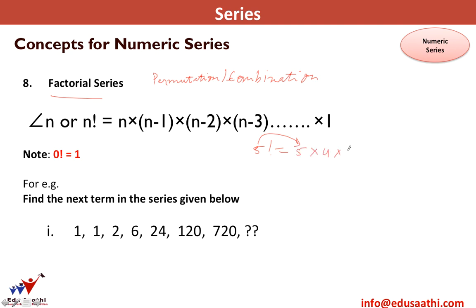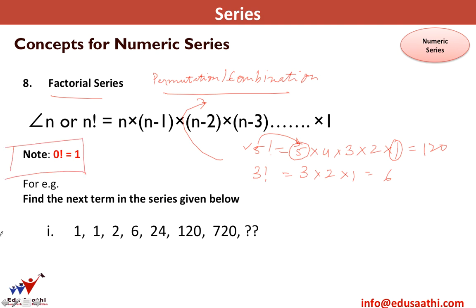So 5 multiplied by 4 multiplied by 3, multiplied by 2, and multiplied by 1. Similarly, if I have to find out 3 factorial, I'll start with 3, then 2, and then 1. This is what a factorial is. You start from the number and end at 1. This is 120 and this is 6. Applications of factorial are in PNC. Another thing you have to notice is that 0 factorial is equal to 1.